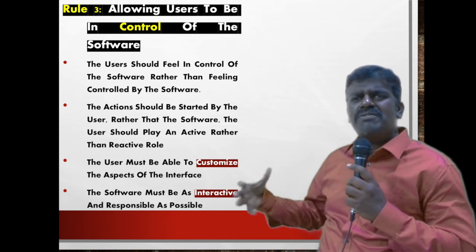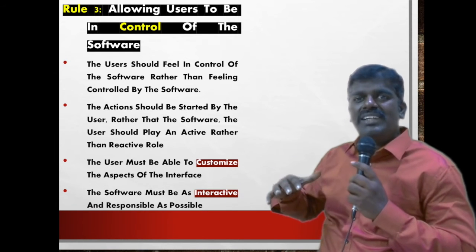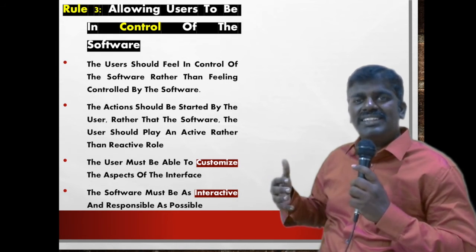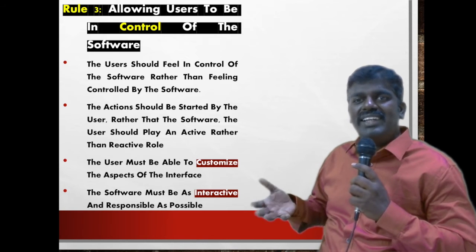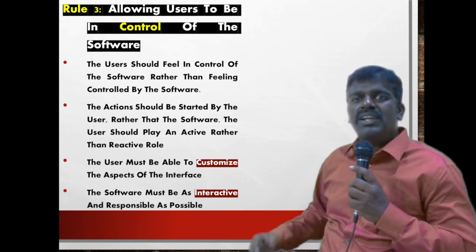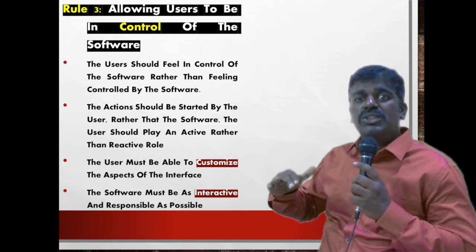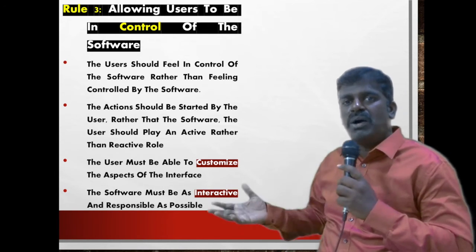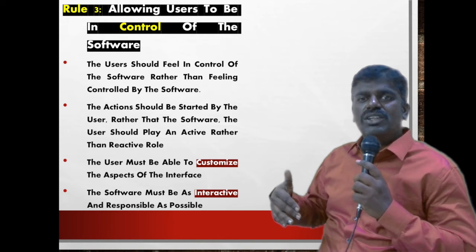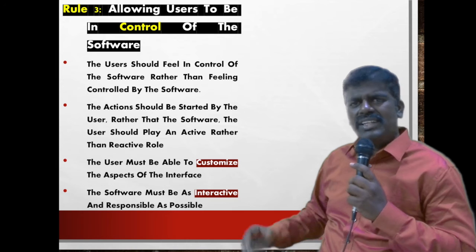So for example, if the software keeps on asking questions, do this, do that, select this, then the user will not have the feel that he is controlling the software. That is not a good way of designing the view layer. For example, if you want to switch the input from keyboard to mouse, at that time the software can ask what type of input mode you want to select. That is fine.